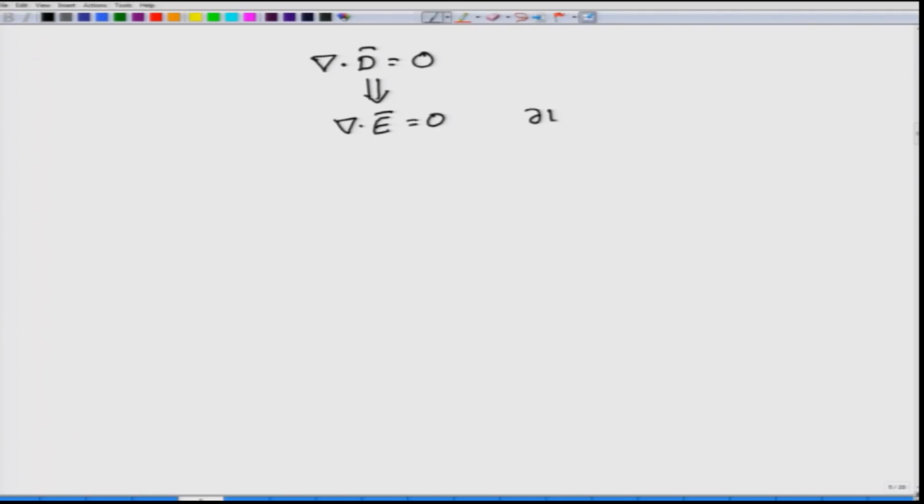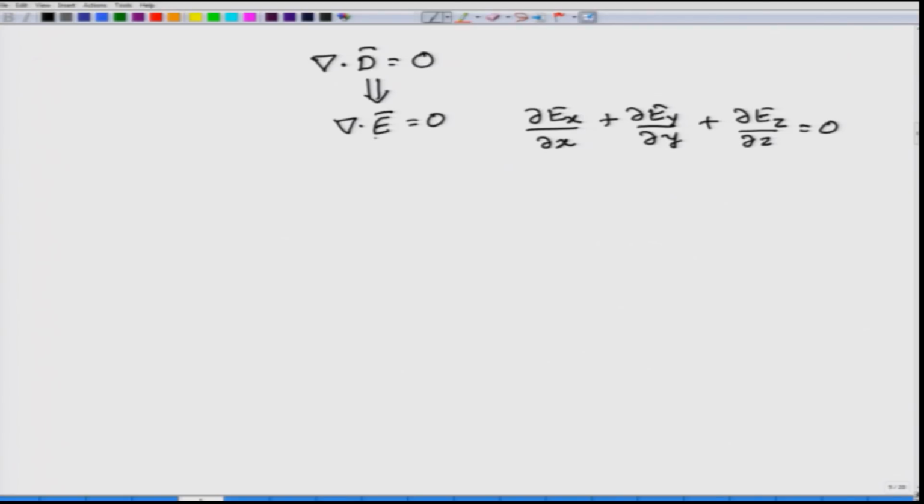Let me write this down in Cartesian coordinate system, so that we all are aware of what is really happening here. So, you have del dot E equal to 0 in Cartesian coordinate system, meaning that the partial derivative of E x with respect to x, plus the partial derivative of E y with respect to y, plus the partial derivative of E z with respect to z is equal to 0. Please keep this expression in mind, we will come back to it after some time.